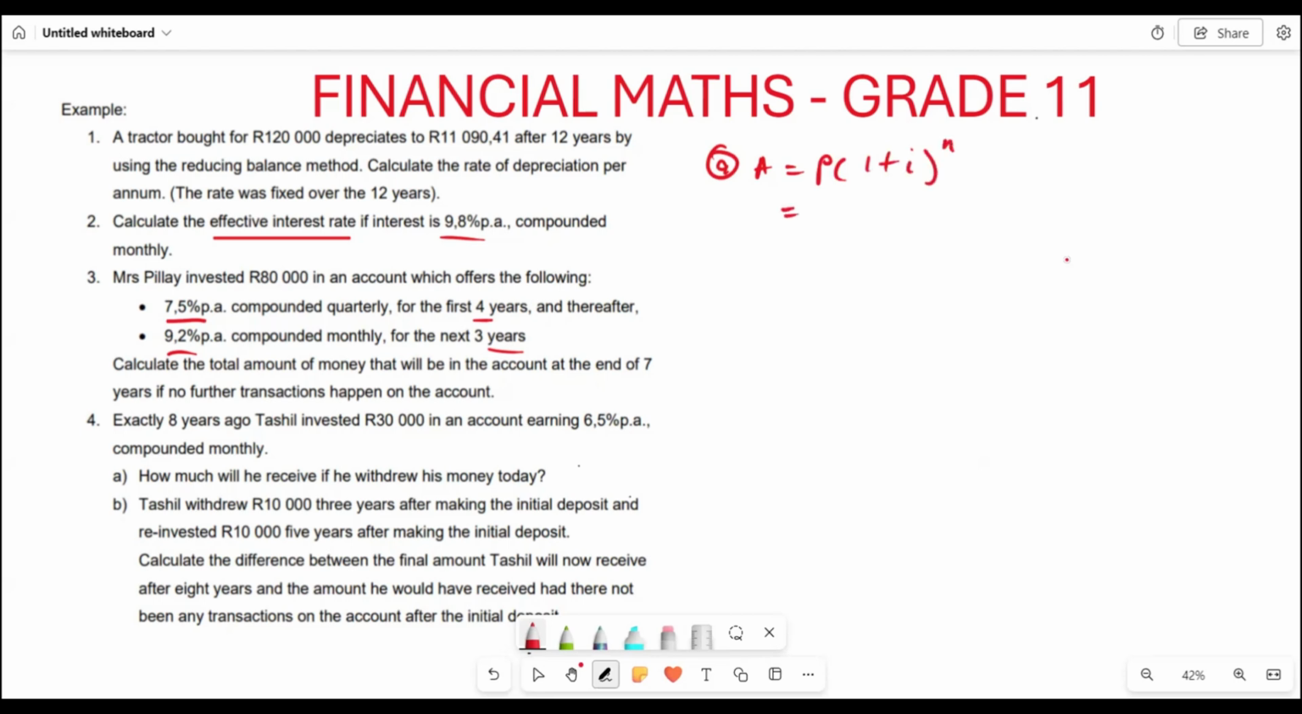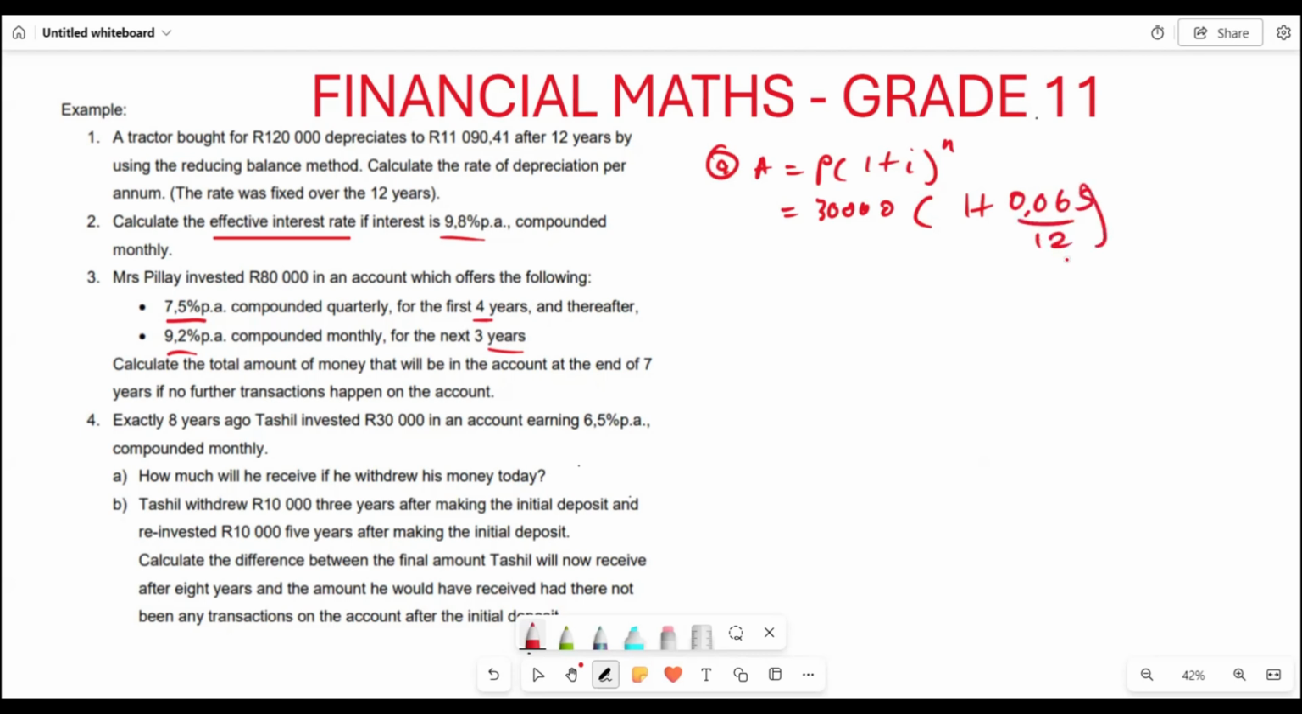Now, what is the principal amount that you're having here? So this is the same as 30,000, right? Yes, this is 30,000 into 1 plus what is the interest that is given in there? It's 0.065, right? Then the compounding period is compounded monthly.